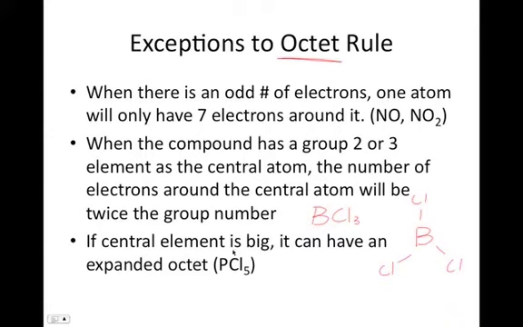And then if the central element is big, like when we did PCl5, it can have what's called an expanded octet, which means it just has more than 8. And phosphorus and sulfur are really notorious for doing this.